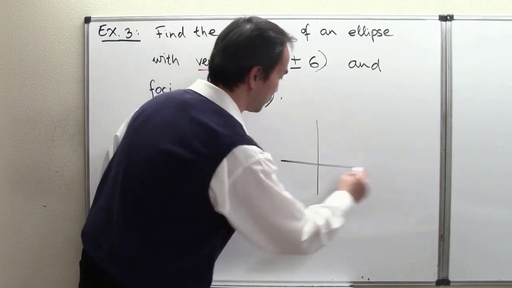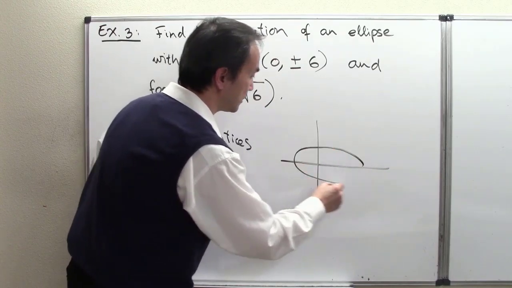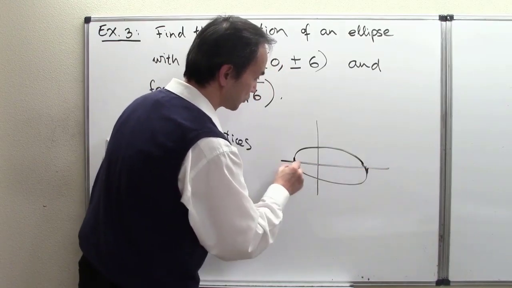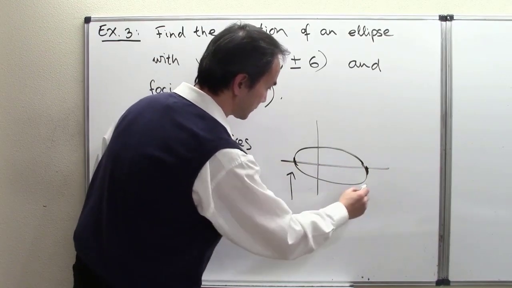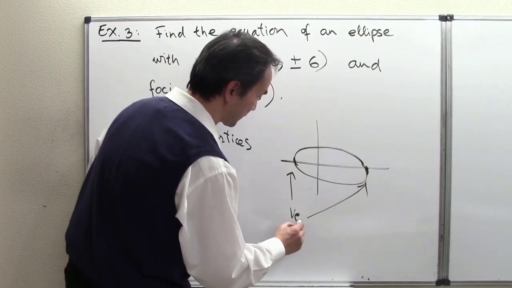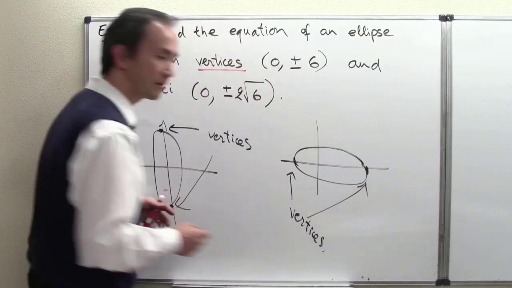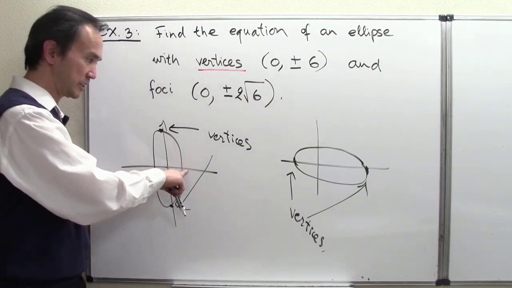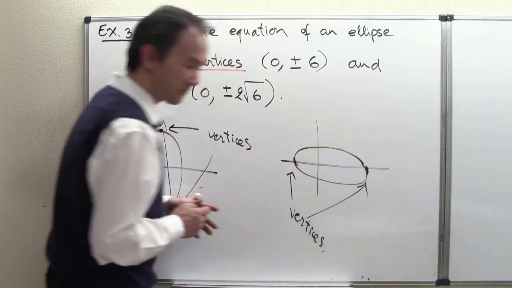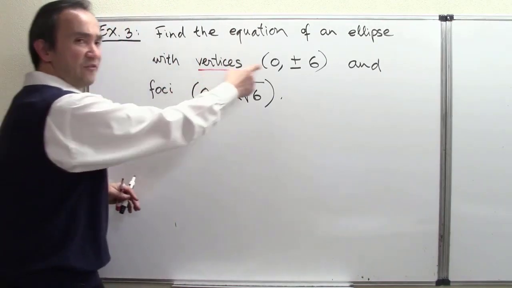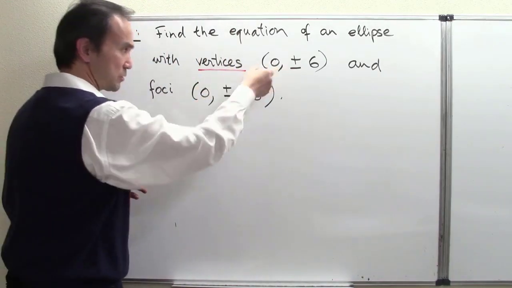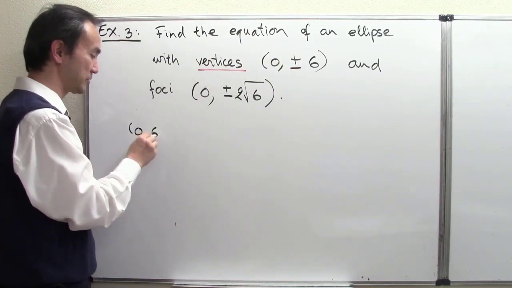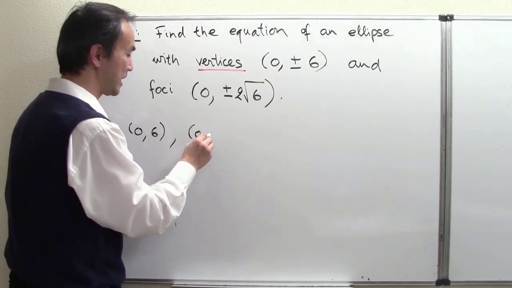Similarly, when your ellipse is longer along the horizontal axis, those intercepts are the vertices. All right, so that's some quick explanation about the vertices. We don't call these the vertices. And so now with the given information about the vertices, the way of reading it means we have two vertices. One of them is 0, comma, positive 6. The other one is 0, comma, negative 6.